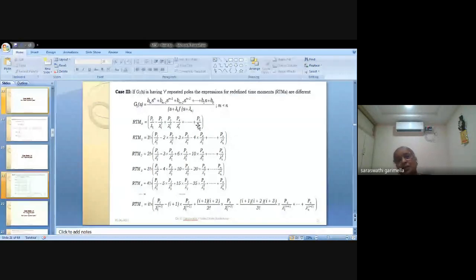Then RTM 1: if you do the differentiation, 1 factorial, and 2 times, and 3 times, because this is a square. So this will be plus 1 because you are doing differentiation. This will be a differentiation. That's what I am saying. That is what I could do.